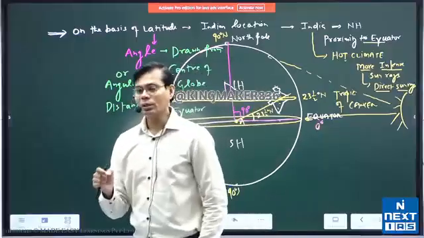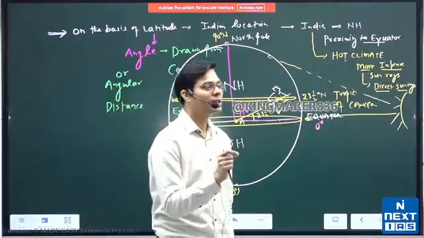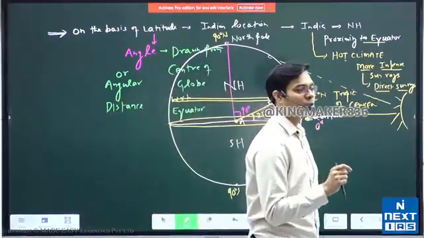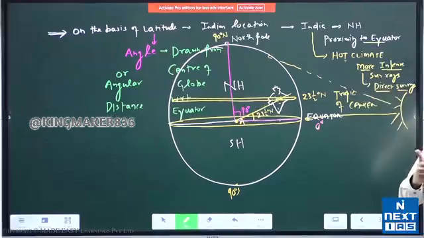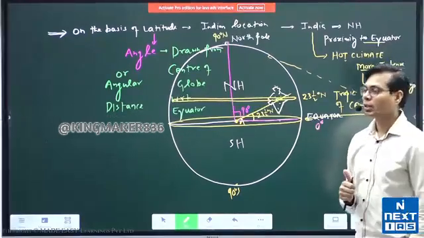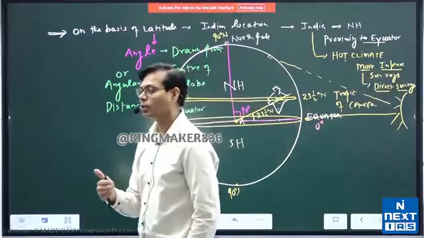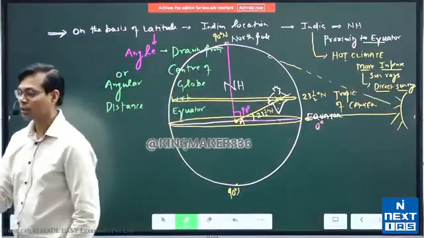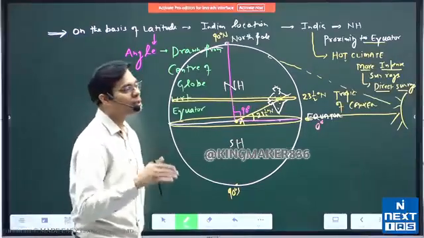Like the equator, is this circle also getting more sunlight, or less sunlight? More sunlight, but at which time? June time or the entire year? Mainly May, June, July. That's why we have more heat in May, June, July, and less heat in December, January, February, March. More heat comes after March, April, May, June.